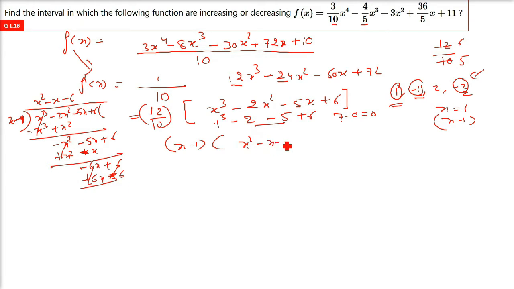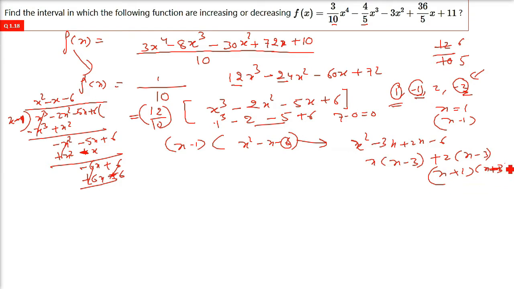So it will be x square minus x minus 6. And again you have to make the factors of this. 6 is of course 2 into 3, and 2 and 3 will give you 1 because there is a 1 in between. So x square minus 3x plus 2x minus 6 you can write. x you can take common, x minus 3. You can take 2 common, x minus 3. So (x plus 2) into (x minus 3).